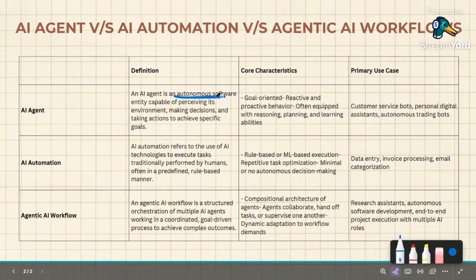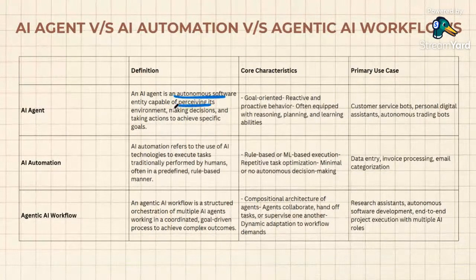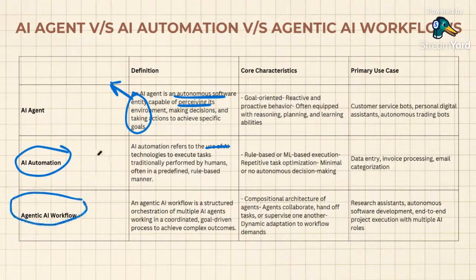autonomous software which is capable of perceiving its environment. So basically, it has a brain which can make certain decisions. And an AI automation is something where we use AI in order to automate some of the things which is traditionally being performed by humans. And AI workflows are something which is like the most advanced. So here we use multiple AI agents in order to automate our operations and most of the things.